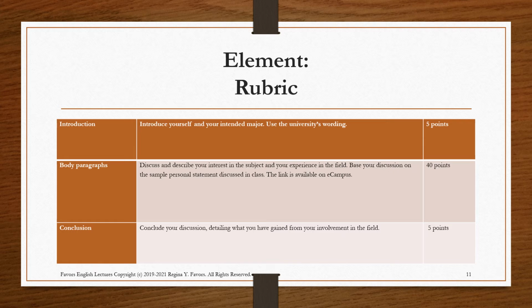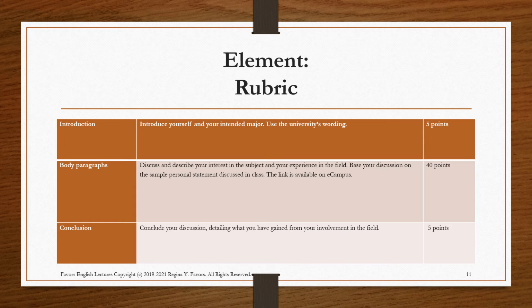And then the body paragraphs represent 40. So discuss and describe your interest in the subject and your experience in the field. Base your discussion on the sample personal statement discussed in class. The link is available on eCampus. And so not only do I teach the personal statement lecture, I also teach the personal statement itself as a sample, and those discussions are available throughout the class. And the personal statement, I usually teach it along with the annotated bibliography lecture, about the first 2 to 3 weeks.